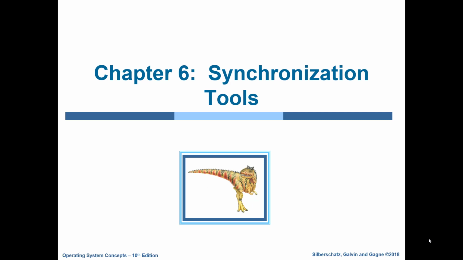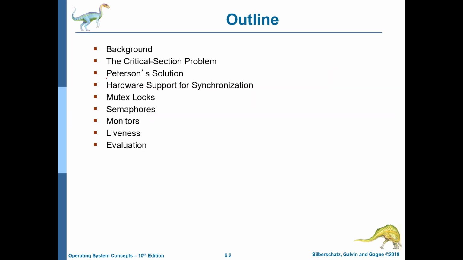Welcome to chapter 6. So we will discuss different methods of process synchronization in this chapter. Specifically, we will discuss some of the most common algorithms for what is called mutual exclusion and semaphores. So first we will give a little bit of the background.